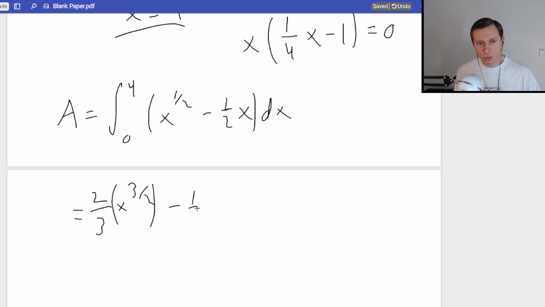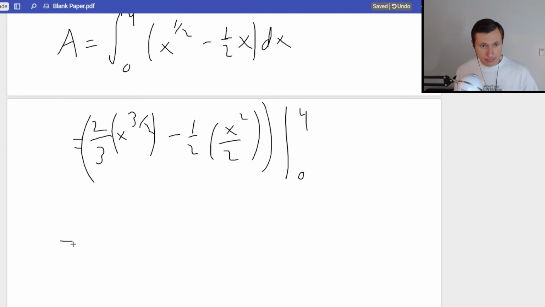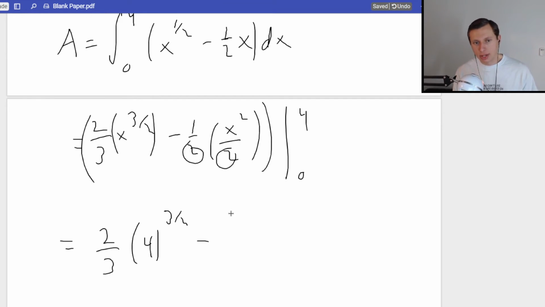And then minus 1/2 times x to the first power will become x squared over 2. There's my integral. I can simplify it if I want, but we are going to evaluate it from positive 4 to 0. So let's plug in 4 first. 2/3 times 4 to the 3/2 power minus this 2 and this 2 I'm going to combine to make 1/4 4 squared. Did I lose anyone? I did 2 steps at once.